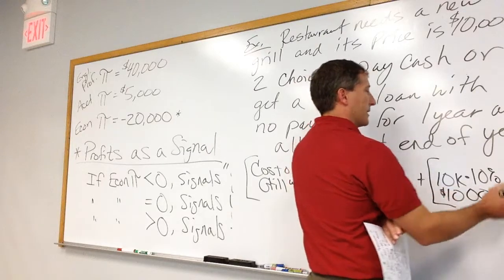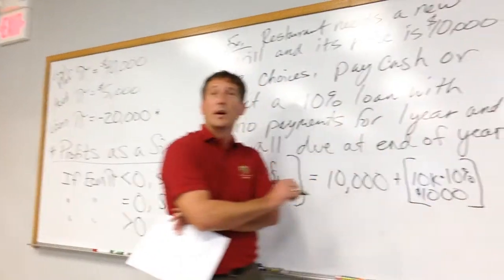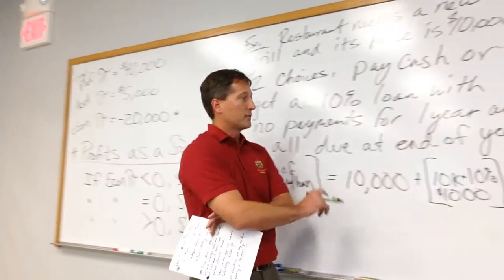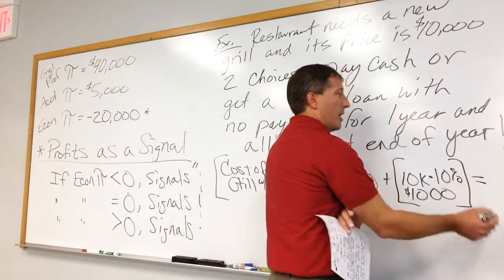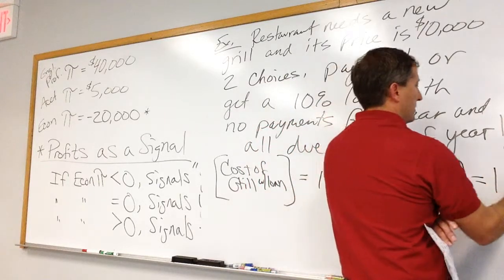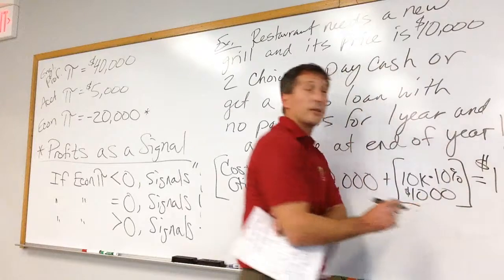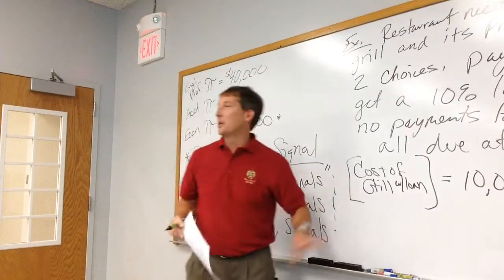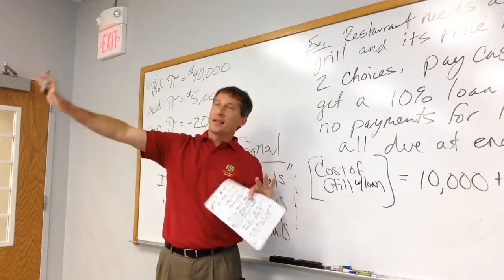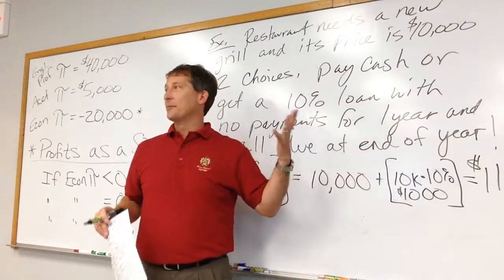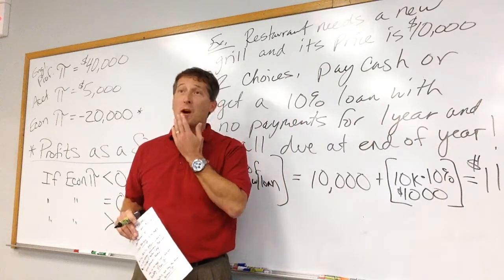No, we didn't have monthly payments because the way I designed it was no payments for 1 year. It was all due at the end of the term. So I just wanted to keep it nice and easy, and so the cost of the grill is $11,000 with the interest, if we look at the total cost of the grill. And so if I'm hearing you right, is it better to pay $10,000 or better to pay $11,000? You're saying pay 10. That's wrong.